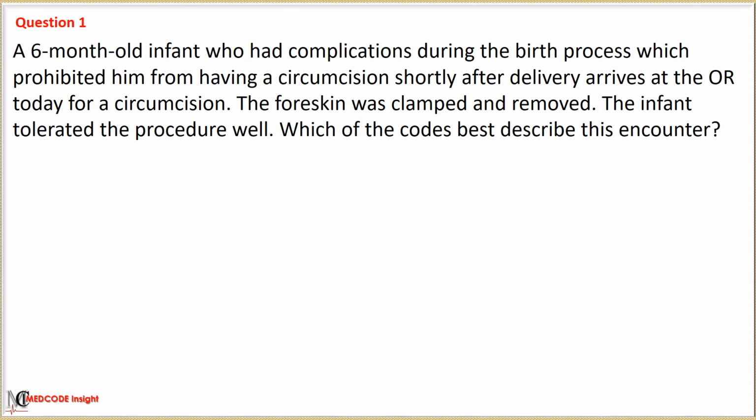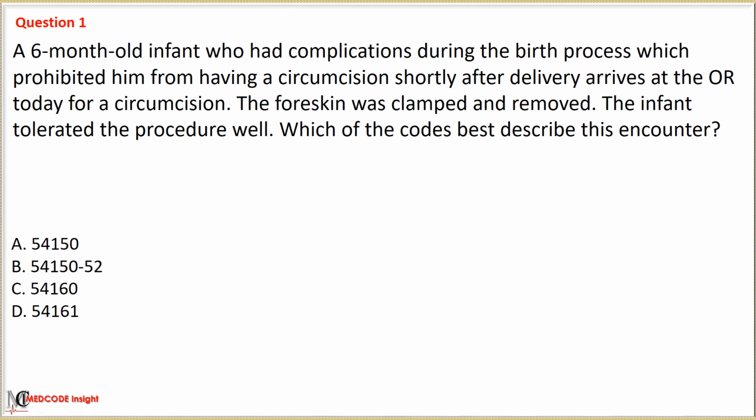A 6-month-old infant who had complications during the birth process, which prohibited him from having a circumcision shortly after delivery, arrives at the operating room today for a circumcision. The foreskin was clamped and removed. The infant tolerated the procedure well. Which of the codes best describe this encounter?